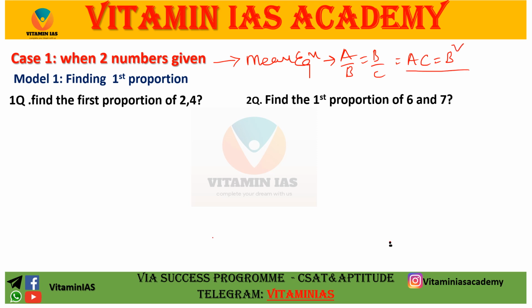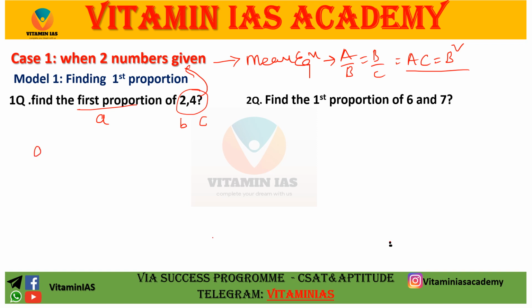First question, find the first proportion. The first proportion means A. We have to find the first proportion, A, and 2, 4. Only two values are given, right? That's why it is case number 1. So 2, 4: here 2 will be B and here 4 will be C, because A you have to find.